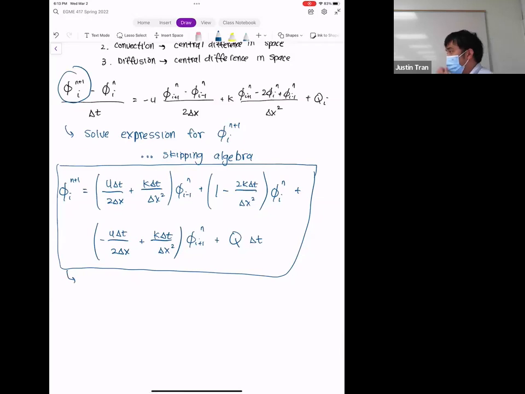Right. And so if I were to give this formula a name, this formula here would be the explicit Euler equation for the solution at the next time step. Okay.